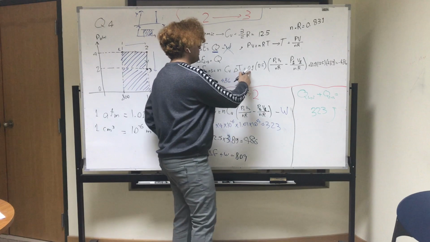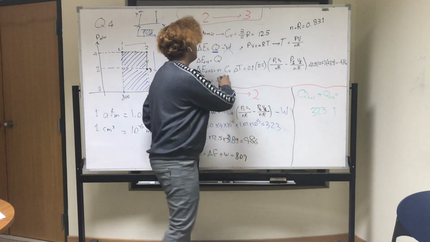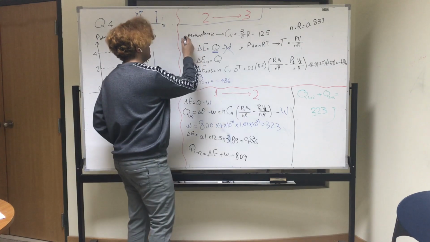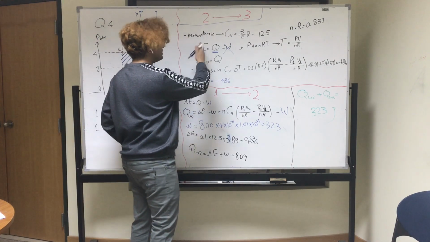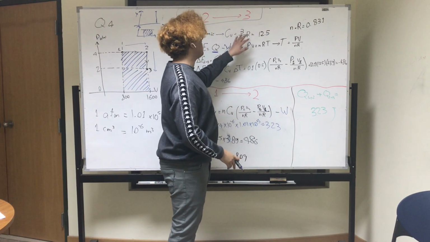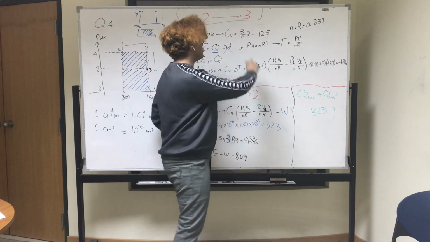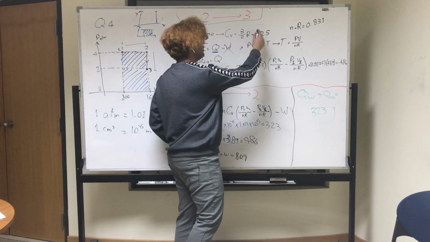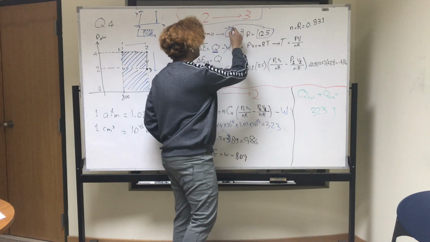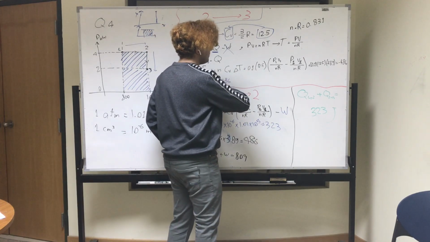Okay, so the number of moles given in the question is 0.1, and then CV we can calculate. We're told that it is a monatomic gas. For any monatomic gas, CV is equal to 3 over 2 times R. R is 8.31, and you just multiply this using your calculator and you get this. So this is the value of CV, okay? So CV is 12.5.